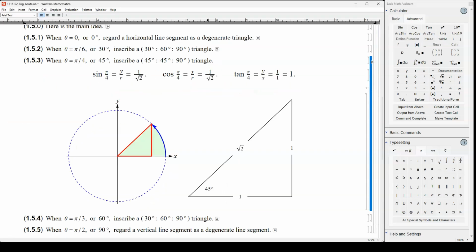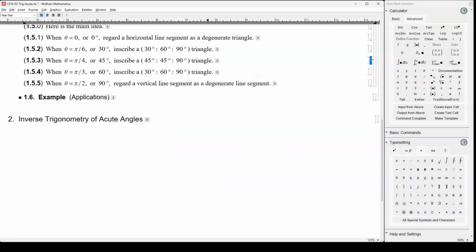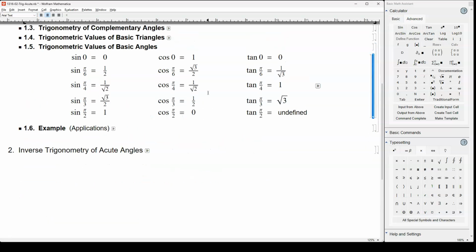Finally, 45 degrees, that's when we put triangle number 2 in there. So 45 degrees here, pi over 4, and x and y are both 1. And then the hypotenuse is, by Pythagorean, square root of 2. So sine of pi over 4 is 1 over square root of 2. Cosine of pi over 4, again 1 over square root of 2. And then tangent of pi over 4 is 1 over 1. And that's it. We get all the basic angles like this, and here's a summary.